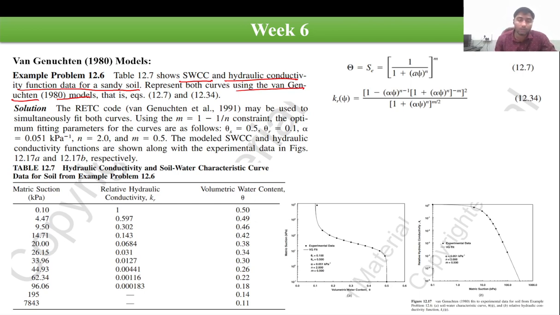Now here we are not going to use Excel, but we are going to use the RETC code, the software. And then we'll optimize these parameters. We can use this model in which m is equal to 1 minus 1/n, constant.